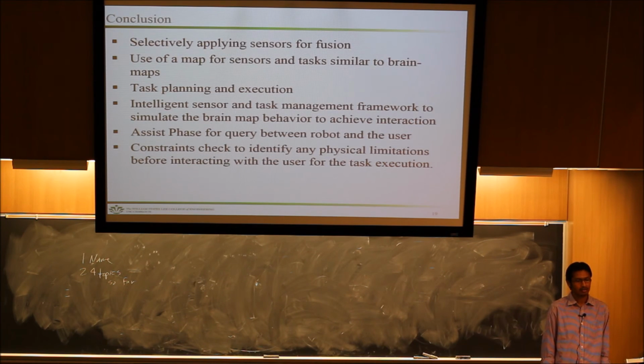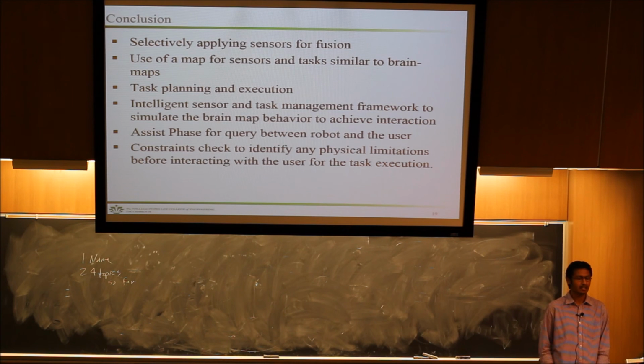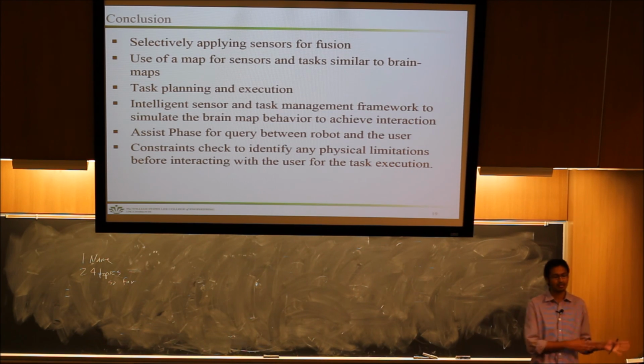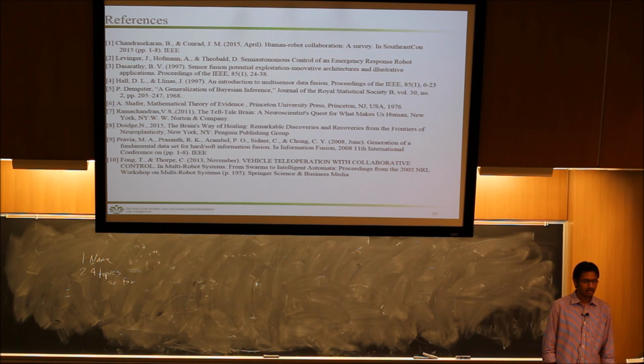Overall, we saw how to apply selective sensors for the fusion, and we introduced the concept of a sensor map and a task map, and how the sensor management system depends on the sensor map and the task map in order to do task execution and task planning. The assist phase was an indication of how you communicate between the robot and the user as a two-way collaborative control. And then you had a constraints check to make sure you take care of the physical limitations before you execute the task. So here are the differences.